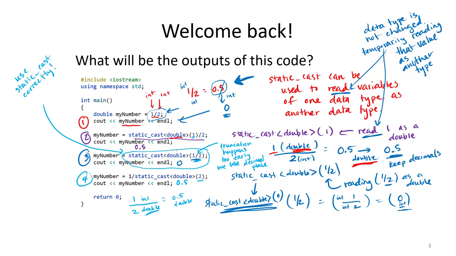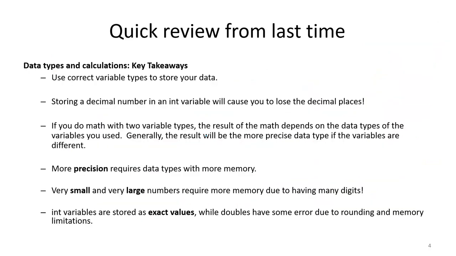So be careful, if you do want to read an int as a double type, make sure you perform the static cast before doing any math that might cause you to lose decimals. All right. So let's just briefly review a little bit more from our previous video.